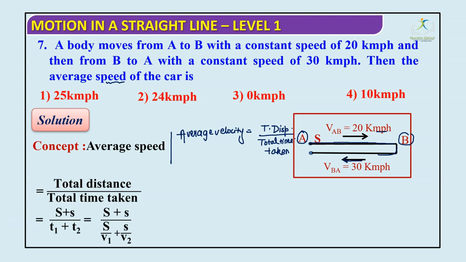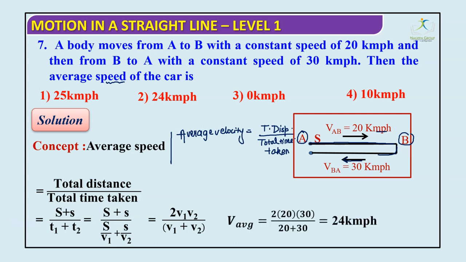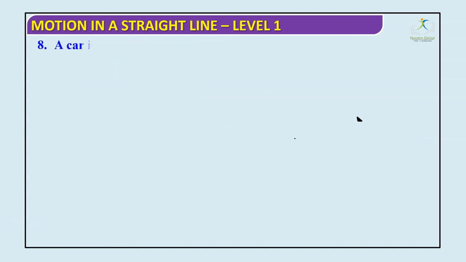So total distance is s plus s, divided by t1 plus t2. The time t1 is s by v1 and t2 is s by v2. If we put all these values, we get 2v1v2 by v1 plus v2. After putting in all these values, we get 24 km per hour, which is option number 2. Hence, the correct option for this question is 2.